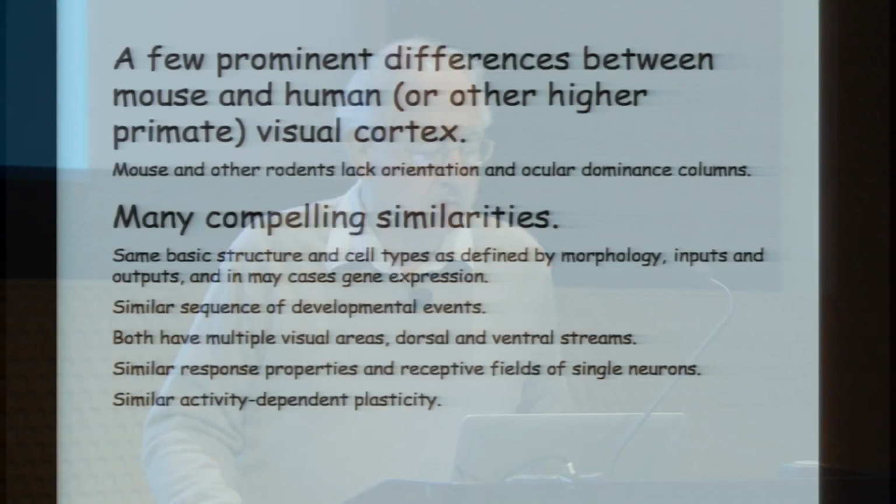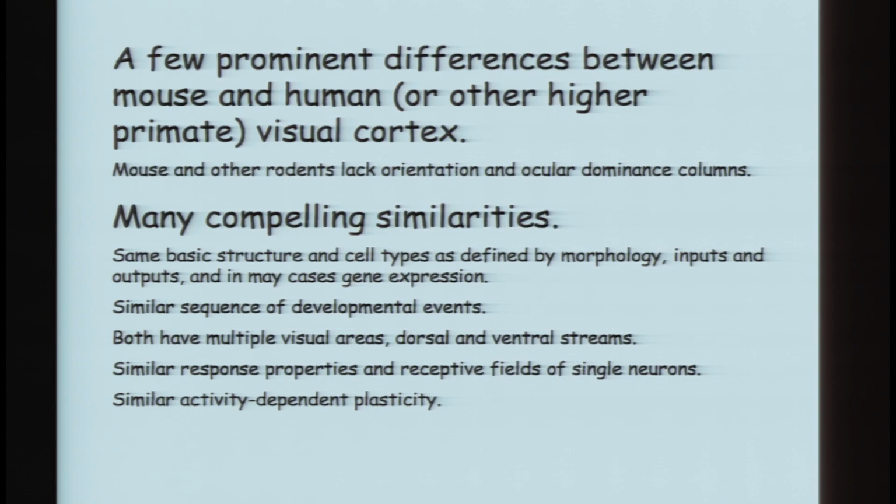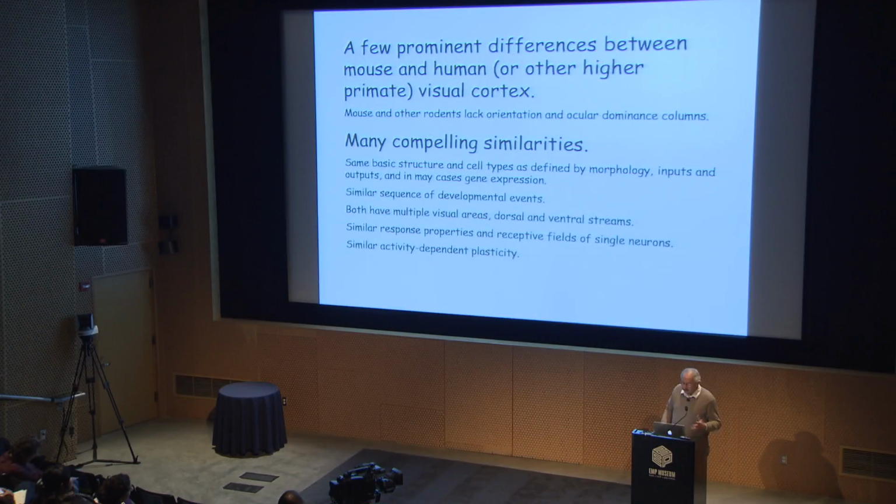Well, there are a few prominent differences between mouse and human cortex. And actually, much of what we infer about human cortex we know from monkeys, who have very similar development, very similar psychophysical properties, and very similar anatomy to humans. And some of the prominent differences are that mice and other rodents lack orientation and ocular dominance columns, lack this clustering of response properties that's characteristic and that's been studied a lot in the large cortex. But there are many compelling similarities.